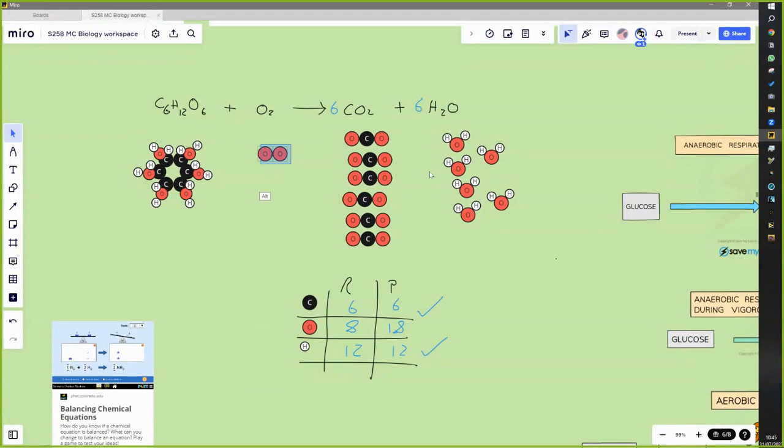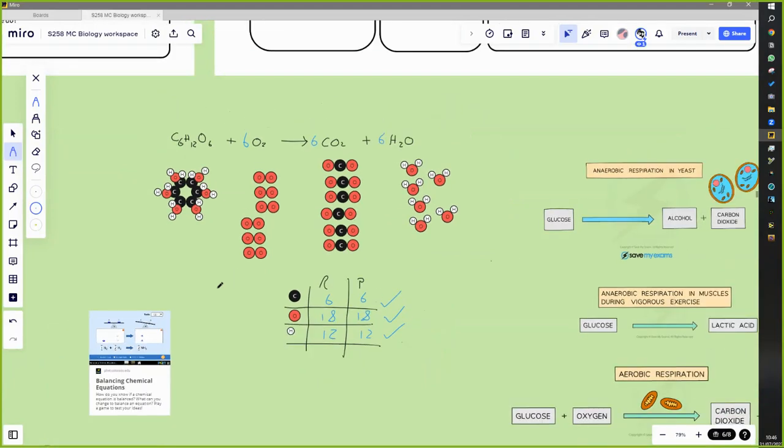Each molecule has got 2. So we're going to have a total of 6 oxygen molecules. Okay, so that means we've got 12 plus 6 there, so 18. Okay, and now that is balanced. You can double check it by adding them all up, and I need to write a 6 there. So that's a balanced equation for aerobic respiration.